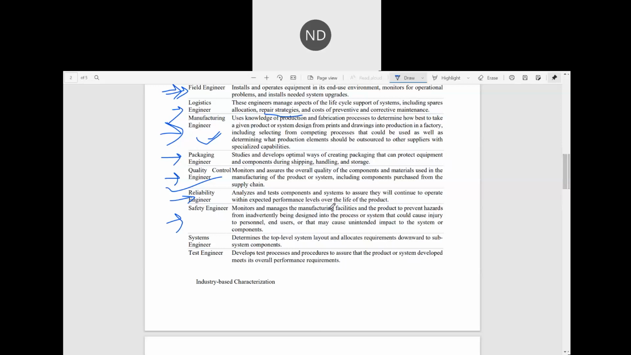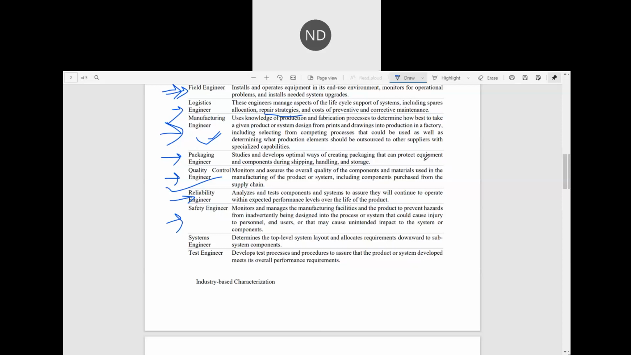They will monitor and manage the manufacturing facilities and the products to prevent hazards from inadvertently being designed into the process or system that could cause injury to personnel and users, or that may cause unintended impact to the system or components. Okay, so the safety engineer, what is the main work? He is going to manage all those things.